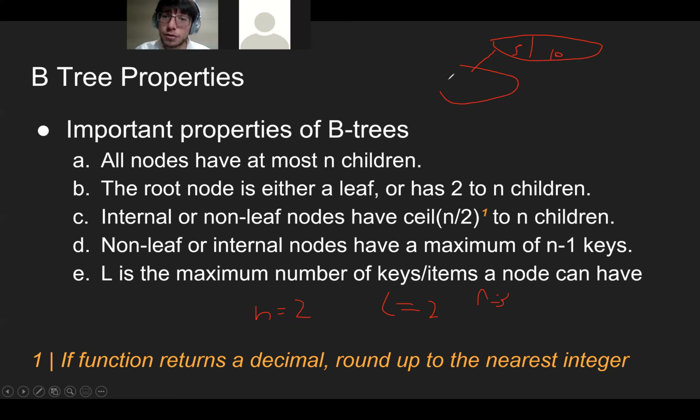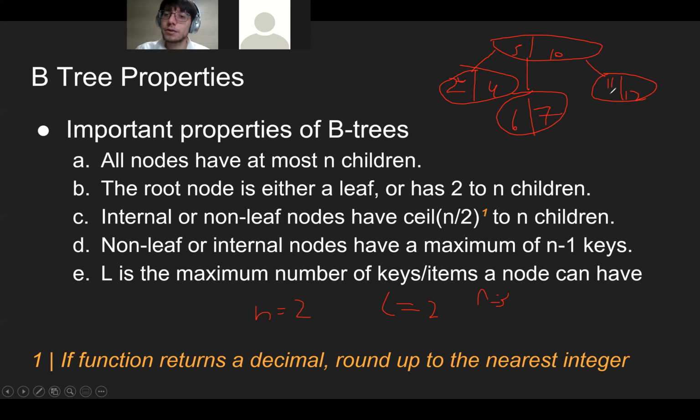Now each of the children will have 2 values, since L equals 2. Let's say I have 2 here and 4 here. So this is going to have 3 children, right? This 5, 10 node. Say it's like 6, 7, and 11, 12.